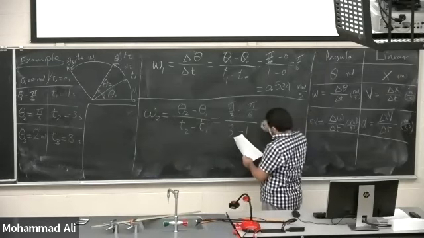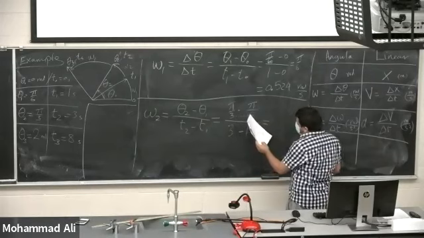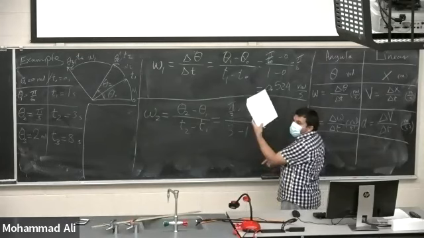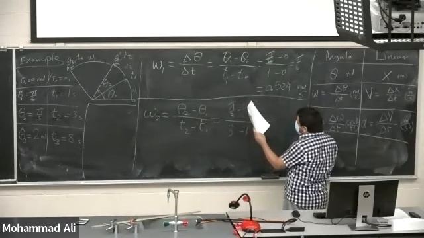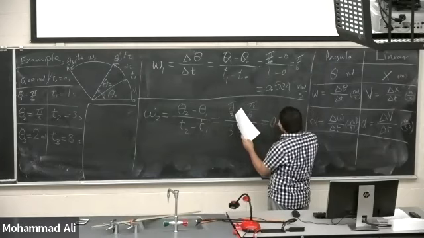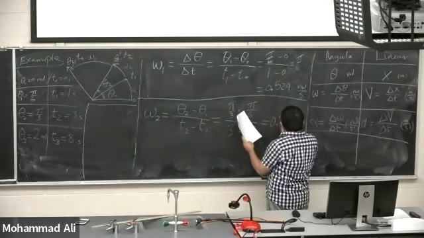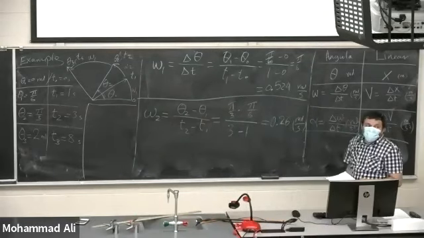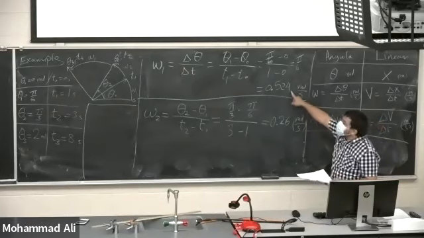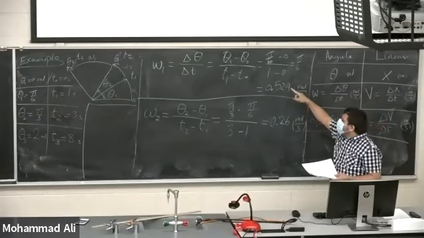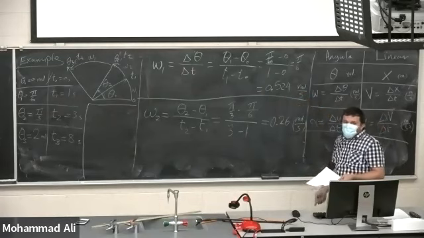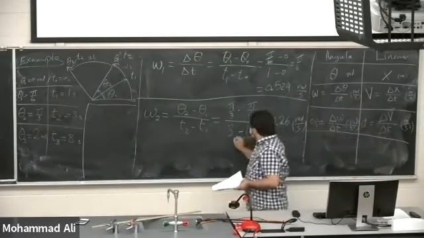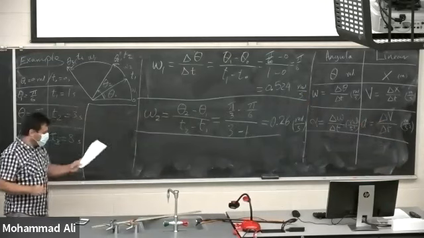This will be equal to pi over 6. No, I converted them here. You can see them in the notes. This will be equal at the end to 0.26 radians per second. It's another velocity, different than this one. The angular velocity now is changing. That means we have acceleration, and we can compute that acceleration.